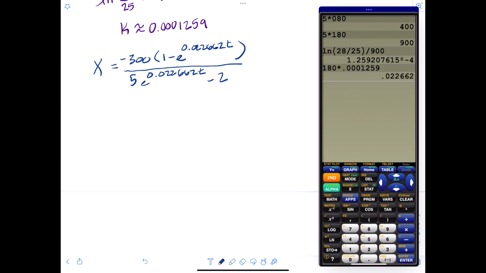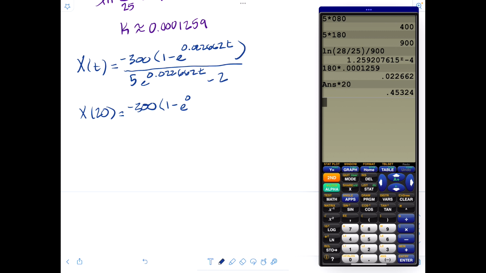if we call this X of T, just to make it more informative, we now want to find out what is X at 20. So wherever there's a T, we'll plug in 20. X at 20 is negative 300 times 1 minus e raised to the 0.45324 over 5e raised to the 0.45324, and that comes from plugging in 20 for t.